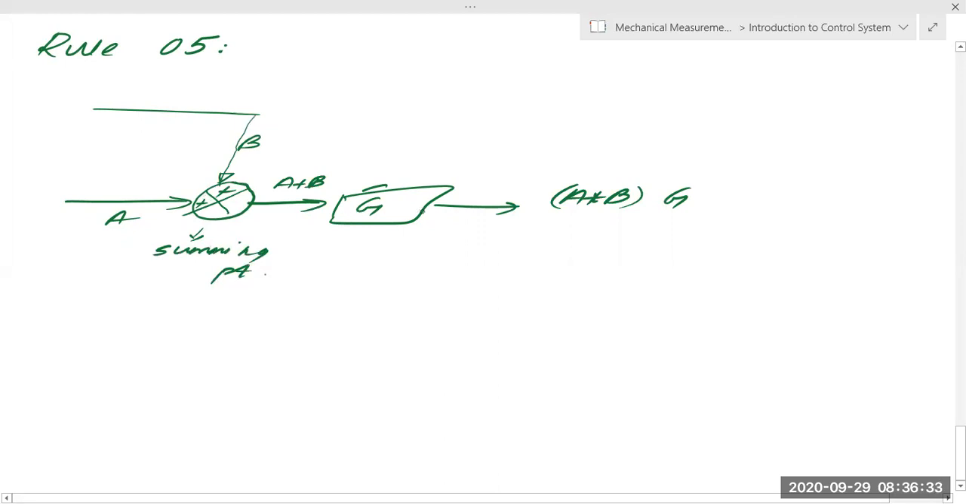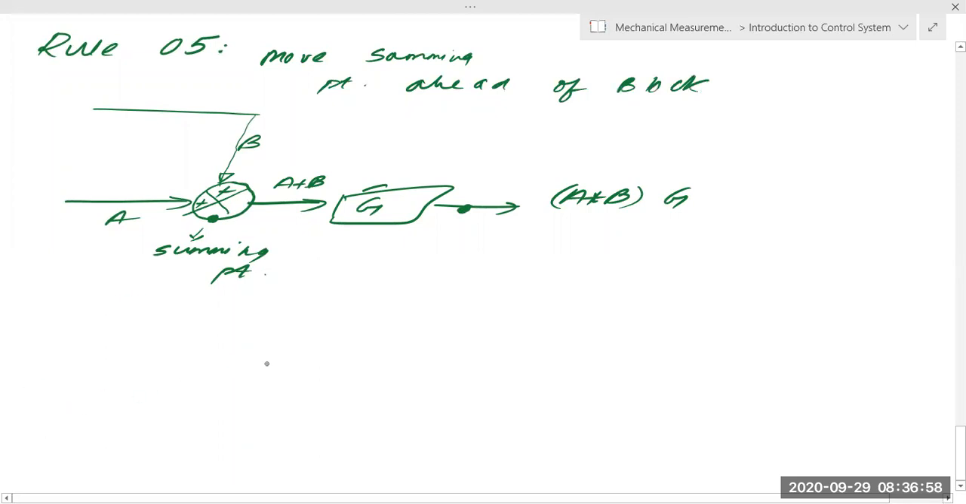Okay. Now this summing point, we want to move it ahead of the block. This is the rule. First we moved the branch. Now we are moving the summing point ahead of the block. Okay. What will happen? We already know the output. Output should be A plus B into G.